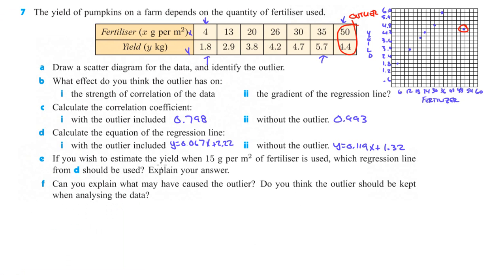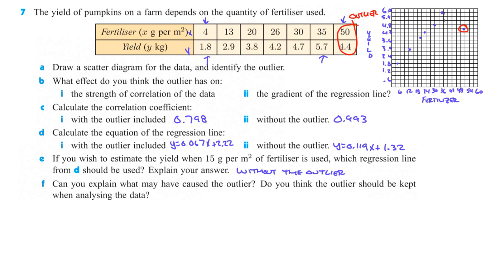Now part E says if you wish to estimate the yield when 15 grams per square meter of fertilizer is used, which regression line should be used? So 15, basically this line's going to work up until at least 36. Since this 15 is down here in this range, we're going to want to use the regression line without the outlier.